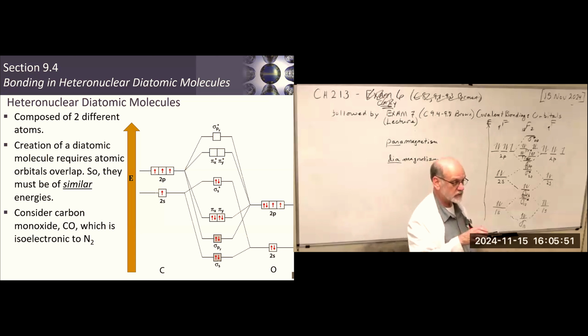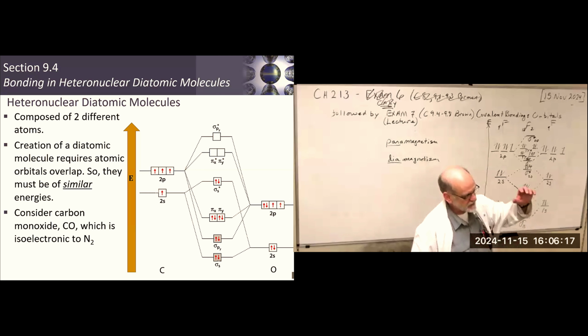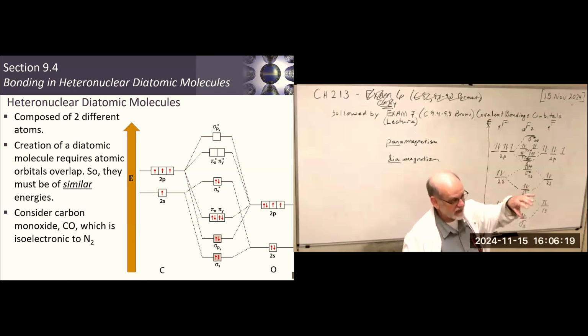Now, we can also introduce the topic of heteronuclear diatomic molecules. Right? So in this case, we have carbon and oxygen bound together. And if it's just carbon and one oxygen, we're talking about carbon monoxide, which means that we should have a triple bond or a bond order of 3 if we do the calculations. Notice that the carbon atomic orbitals are at higher energy than the oxygen orbitals.